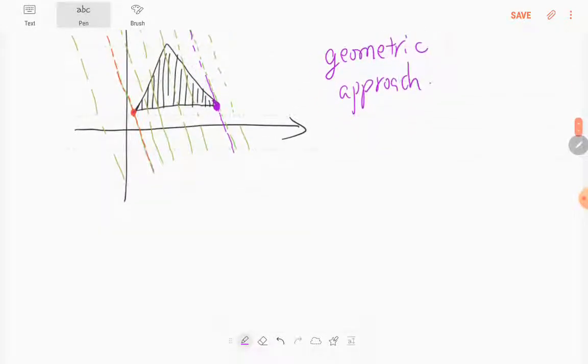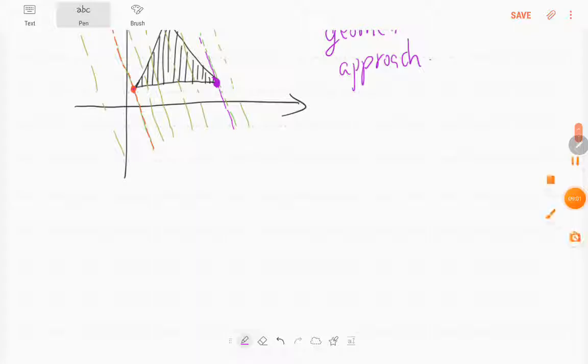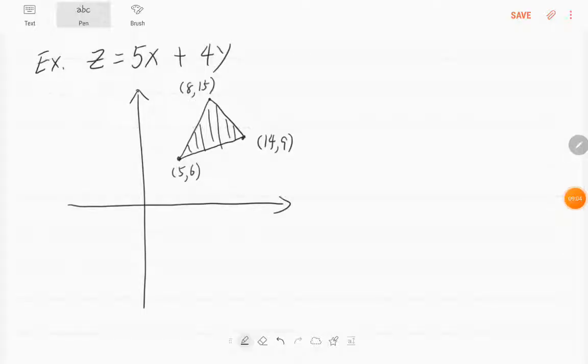So now let's look at the next example. In this example, we consider z equals 5x plus 4y, which is the same as the previous one. And the region is this triangle. We have the corners of the triangle, which are (8, 15), (5, 6), and (14, 9). This region is called a bounded region because it has a boundary.